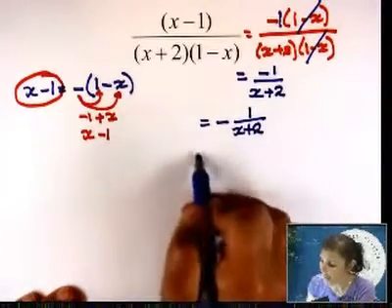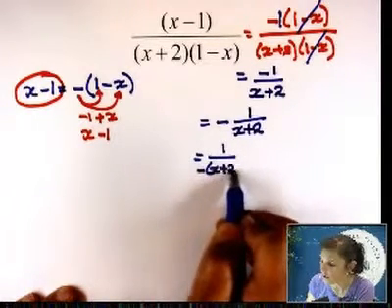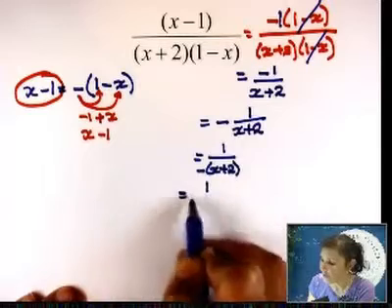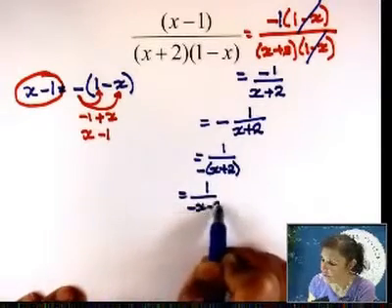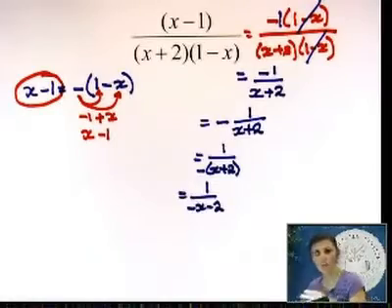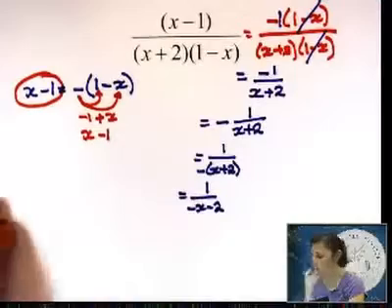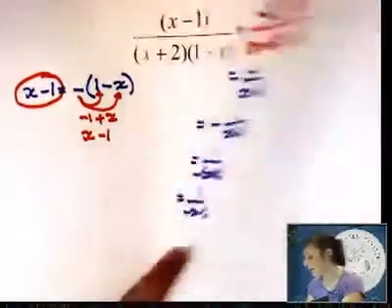Or you can also write it like that, 1 over negative x plus 2. Or you can also write this like that, 1 over negative x, negative 2. All these are acceptable. So make sure you pay attention to that. So when you have the reverse, you can cross them out, and now you can have a negative 1 left behind.